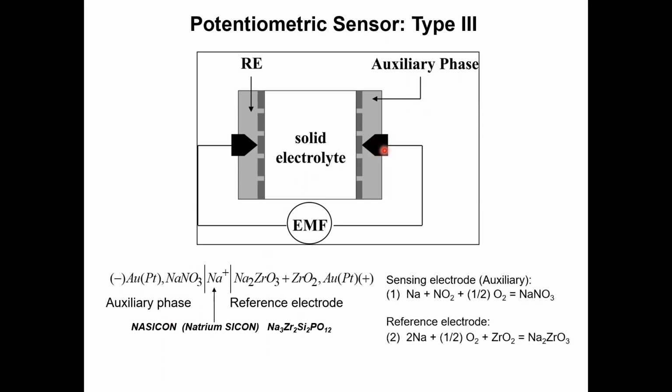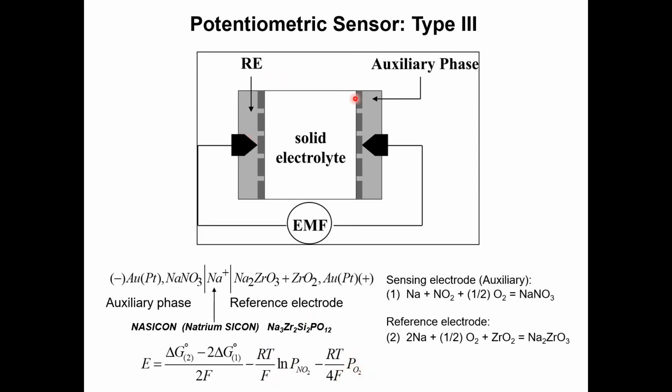You can see the half cell reactions on the 2 electrodes, and then the EMF is given by the formation energy of sodium nitrate and sodium zirconate. These you can look up in the thermodynamic database, and then the signal depends not only on the NO2 partial pressure, but it depends on PO2 as well. So if your oxygen environment is changing, along with the NOx sensor, you will need an oxygen sensor as well.